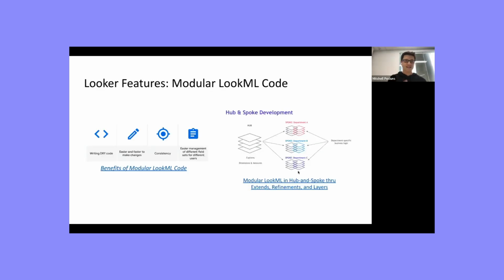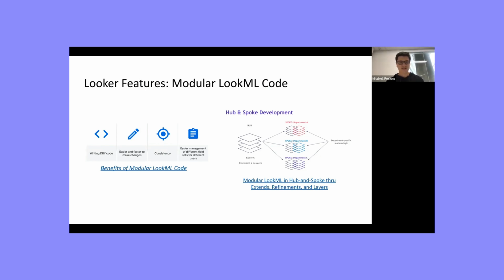The second set of features is what I might call modular LookML code. These are really great features. We're going to go into them in a little more detail: extensions, refinements, and layers. But before I do, I just wanted to speak a little to the benefits of them. What's great about modular LookML code is it allows your code base to be DRY, don't repeat yourself. That allows you to build on what's been done before.